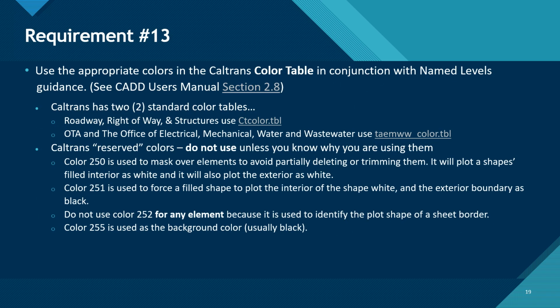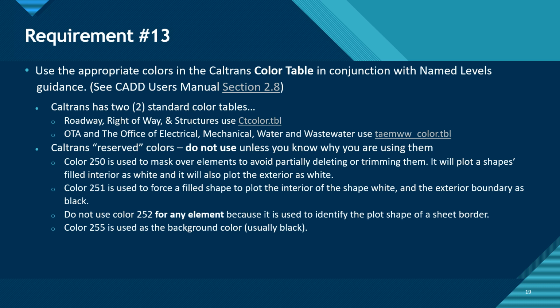Requirement number 13 is that users must use the appropriate color in the Caltrans color table, in conjunction with the named levels guidance. Caltrans has 2 standard color tables. The first one is the main one Caltrans will use, that is ctcolor.table. The other color table is used by the Office of Transportation Architecture and the Office of Electrical, Mechanical, Water, and Wastewater, which use the TAE-MWW_color.table. Our plotting design scripts have several reserved colors, which mean do not use those colors unless you know what you are doing and why you're doing it.